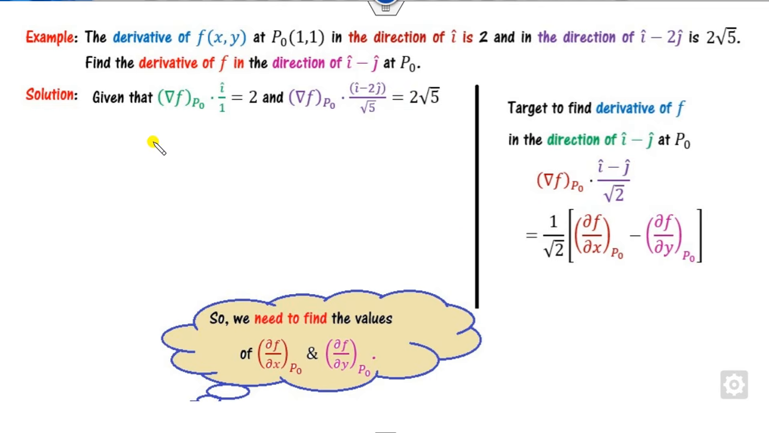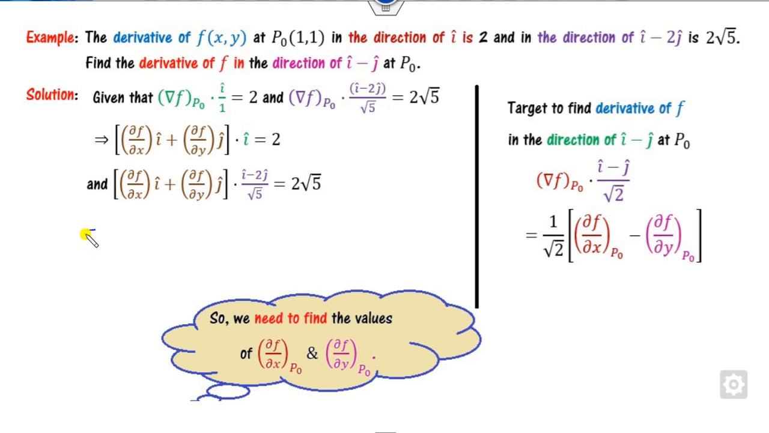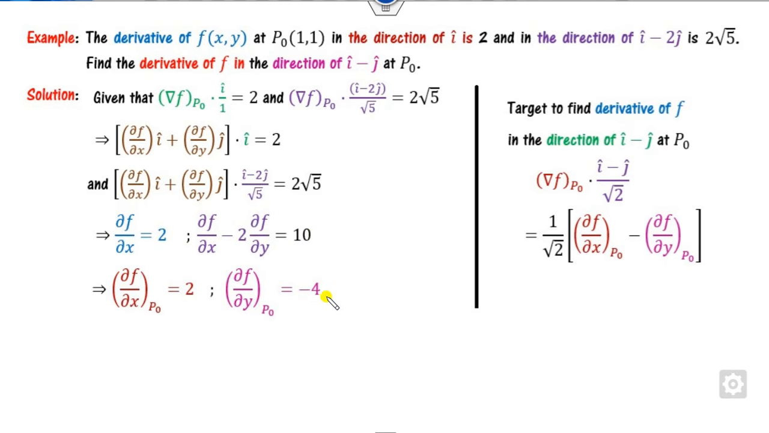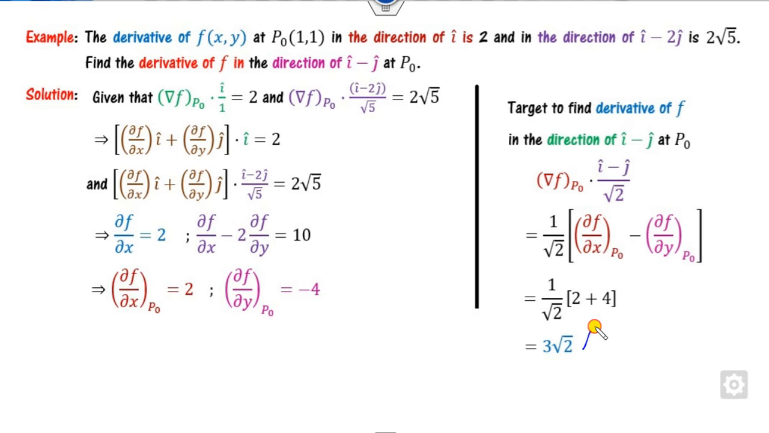Now from here we can find this value. The gradient of f can be written as del f upon del x i cap plus del f upon del y j cap, and I can write this value here. If you solve this, del f over del x is 2. Then del f over del x minus 2 times del f over del y gives 10. Now from these two values, can you find this one? It clearly says that this value is 2, and from here you can substitute and get the value as minus 4. Substitute all these values here and you will get the right answer.